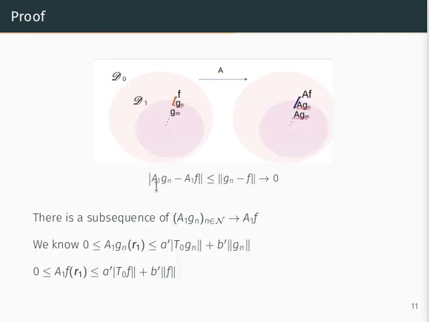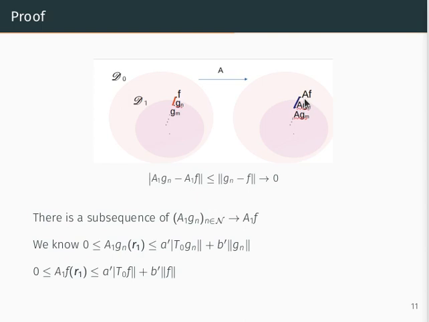As we showed in the beginning, the norm of A1 Gn minus A1 f, which corresponds to the blue line, is bounded by the norm of Gn minus f, which corresponds to the red line. And this red line goes to 0, which implies that this blue line has to go to 0. So, this means that this sequence converges to A1f.